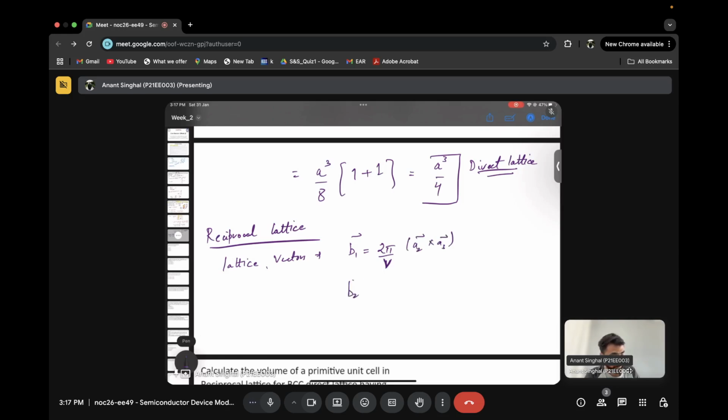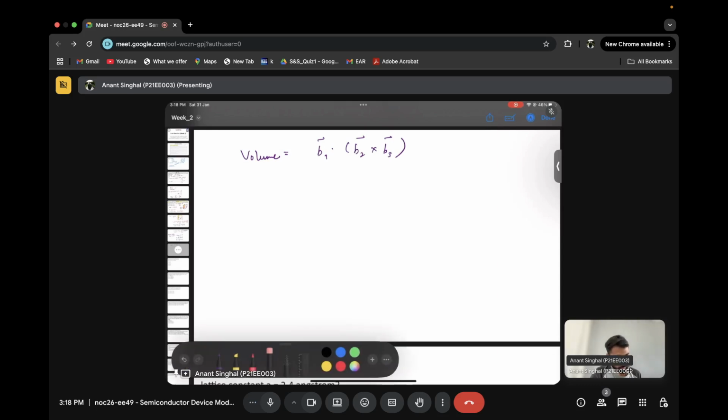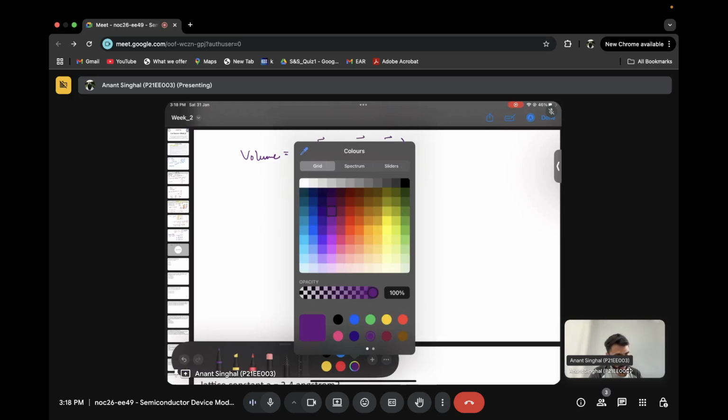b2 is defined by 2 pi by volume times a3 cross a1. Sorry, this is a1. And similarly, b3 is defined by 2 pi by volume times a1 cross a2. And again, the final volume, what would it be? The same formula will be used. So the volume will be b1 dot b2 cross b3. You can also try to calculate the volume side by side in your notebooks, and I'm also doing the same simultaneously.